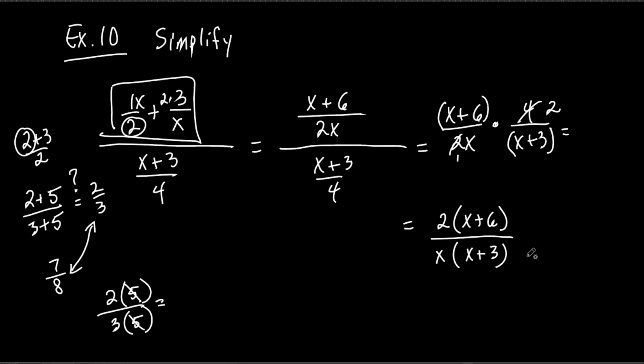Now, you could just keep it just like that. It's simplified. Nothing cancels out here. Now, if you wanted to, you don't have to, but I'll put an "or" right there. There's really no reason to do this, but if you did, I'd still mark it right. So you could have written what? 2x plus 12 over what? x squared plus 3x.